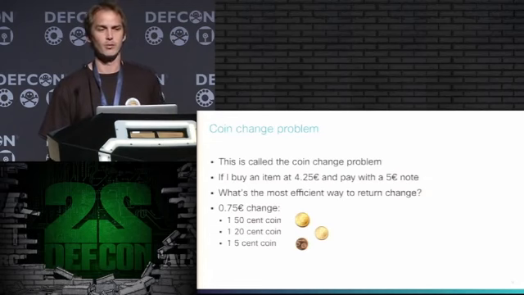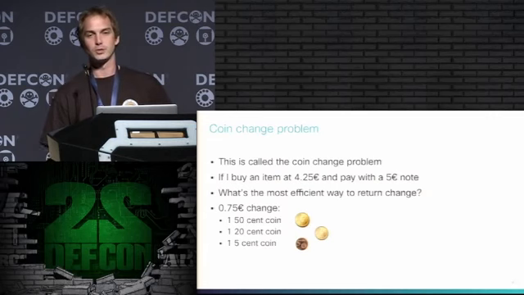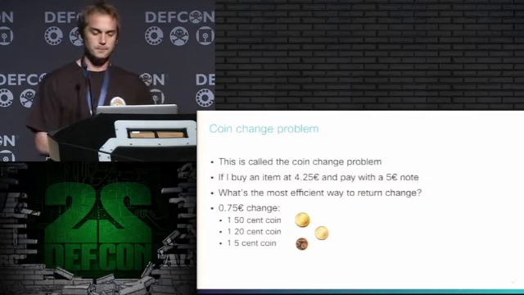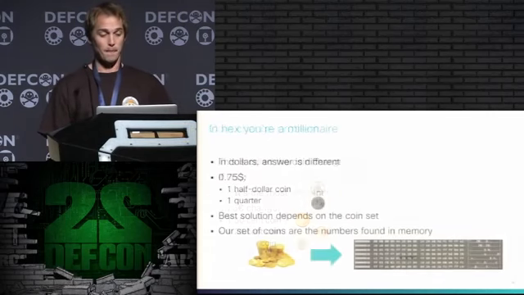So the example is really simple, right? You buy an item at 4.25 euros and you give a 5 euro note. I'm from Europe, right? What's the most efficient way to return change on that? That's something we know how to do pretty easily. In Europe, we'd give back a 50-cent coin, a 20-cent coin, and a 5-cent coin, right? So that's the coin change problem: what's the most efficient way of giving money back to someone who's paid you for an item?